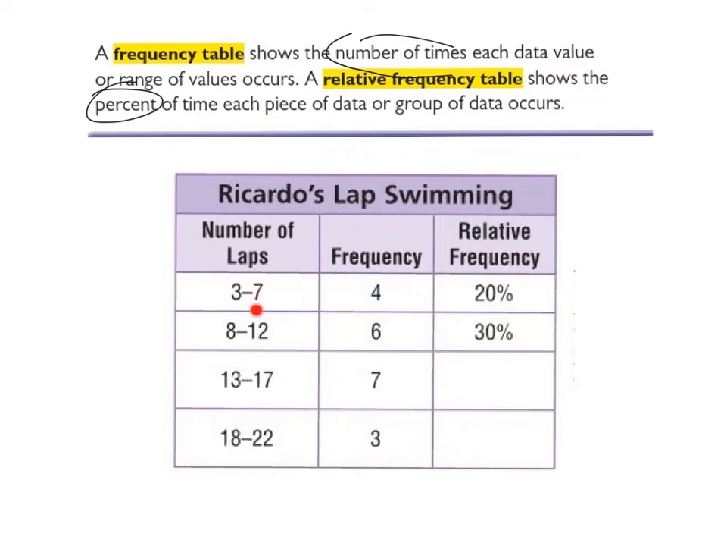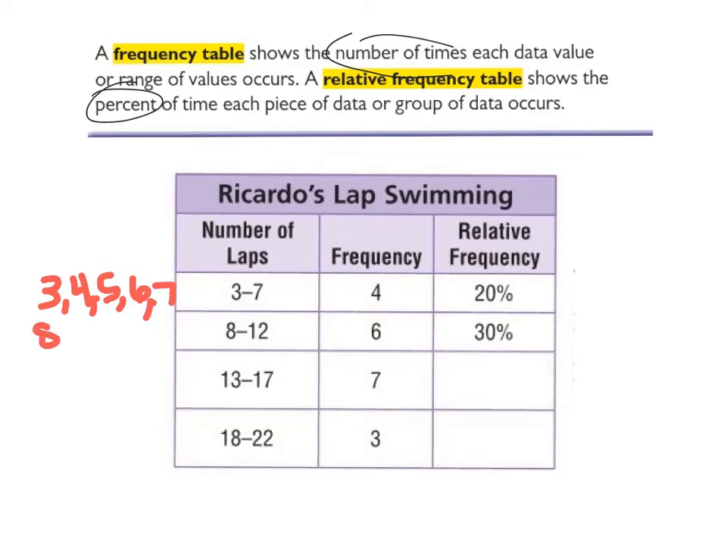From 3 to 7, he did it 4 times. So he had, and it's kind of hard to explain until we see the problem, but the number of laps, if it was between 3 and 7, that happened 4 times. So 3 to 7 would include 3 laps, 4 laps, 5 laps, 6 laps, or 7 laps.